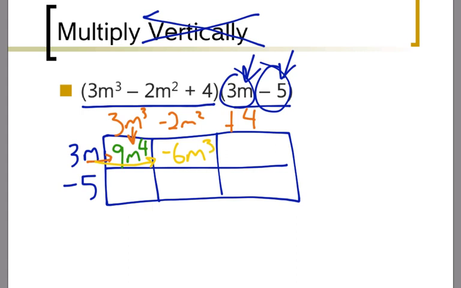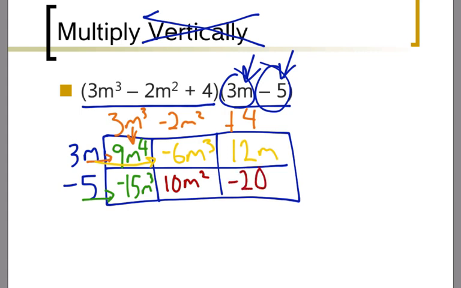And then I continue to multiply my 3m times my 4, which gives me 12m. And now I multiply the second row by the first column, which gives me 3m to the third times negative 5, which gives me negative 15m to the third. And then I multiply my negative 5 times my negative 2m, which gives me my positive 10m squared. And then I multiply my negative 5 times my 4, which gives me negative 20.